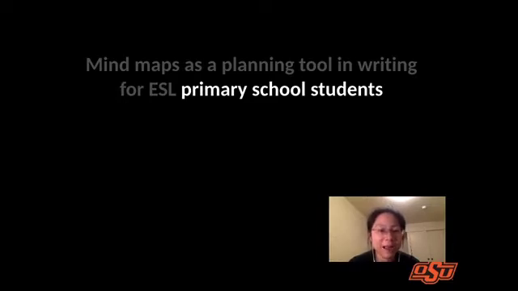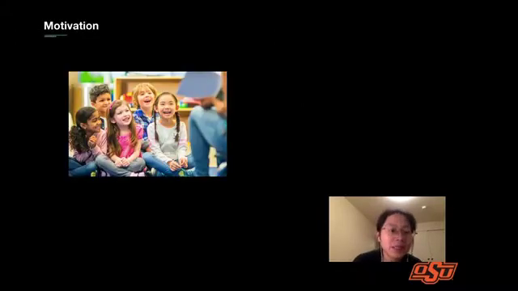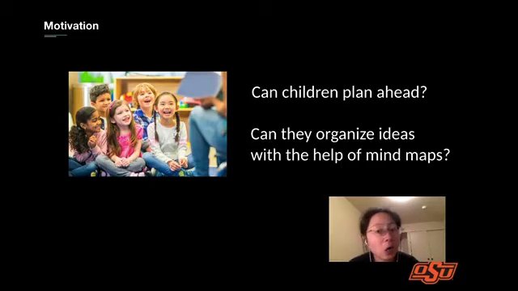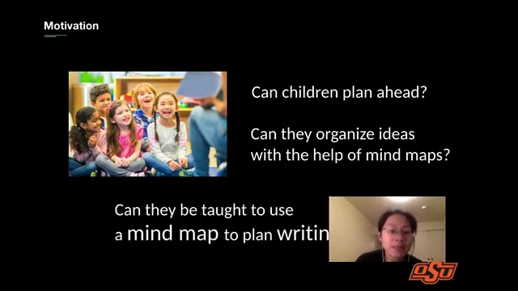Finally, we come to the primary school student. I bet all of us know them, but do you know the characteristics of primary school students? They look very naive sometimes, and they always have some creative ideas in their mind, but we don't know when these ideas will come out. So I was wondering if they can plan ahead, if they can organize their ideas with the help of mind maps? If so, can they be taught to use a mind map to plan writing? So these are some questions I'm interested in.